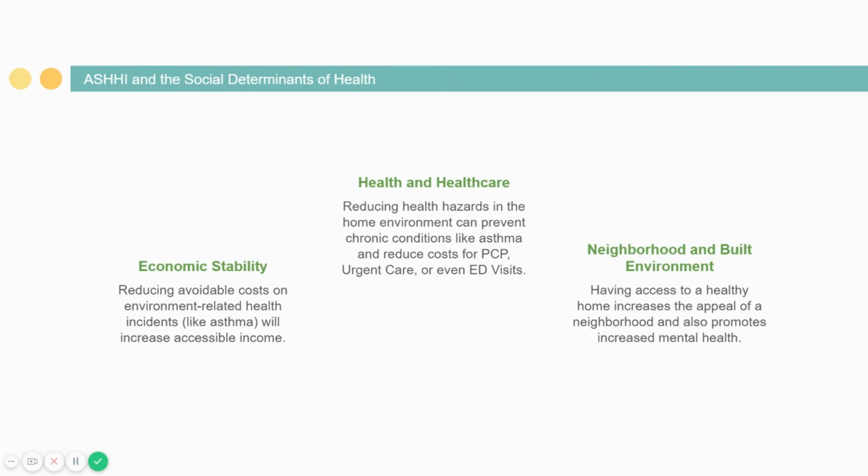Additionally, in terms of the neighborhood and the built environment, having access to a healthy home has been shown to increase the appeal of a neighborhood, and this also promotes increased mental health. For instance, parents will have more time to spend with their children in terms of not having to worry about paying bills or worrying about chronic conditions, including asthma checkup visits.